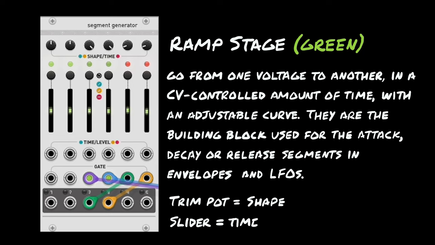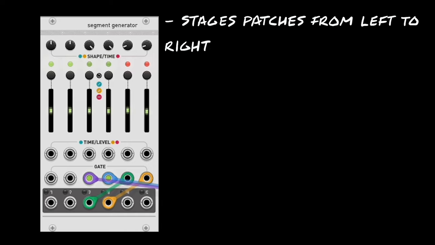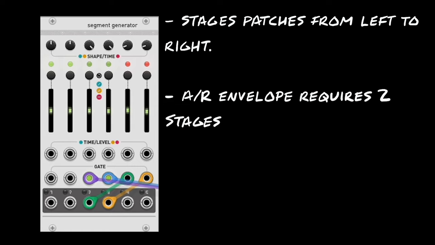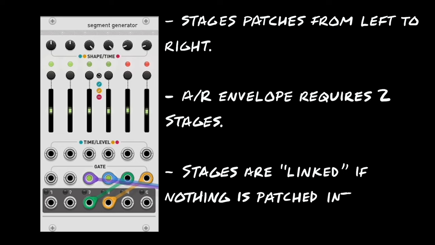Like I said, Stages can be a bit of a pain to patch if you don't know how to work it. It patches from left to right. An AR envelope, for instance, will require two stages, one for attack and one for release. We'll use stages 1 and 2 because I've already got stages 3 through 6 patched, and we'll be using them in the next video, which will deal with the polyrhythm generators and sequencers on the Subharmonicon. Anyway, like I said, we need two stages for an AR envelope. Stages are automatically linked from left to right if something is patched into the gate input. Another gate input will break the normal connection.